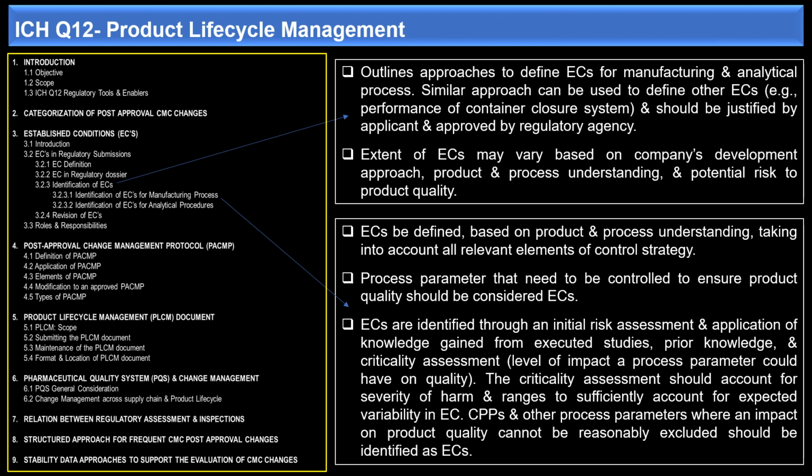The criticality assessment should account for the severity of harm, and ranges should sufficiently account for expected variability in the ECs. The critical process parameters and other process parameters where an impact on product quality cannot be reasonably excluded should be identified as ECs.